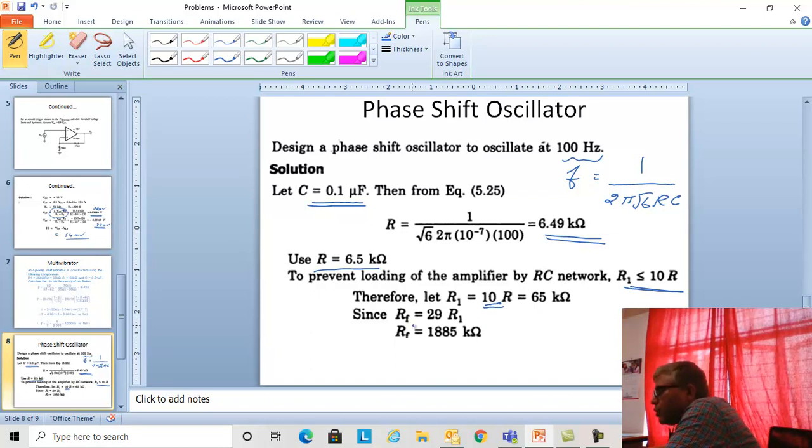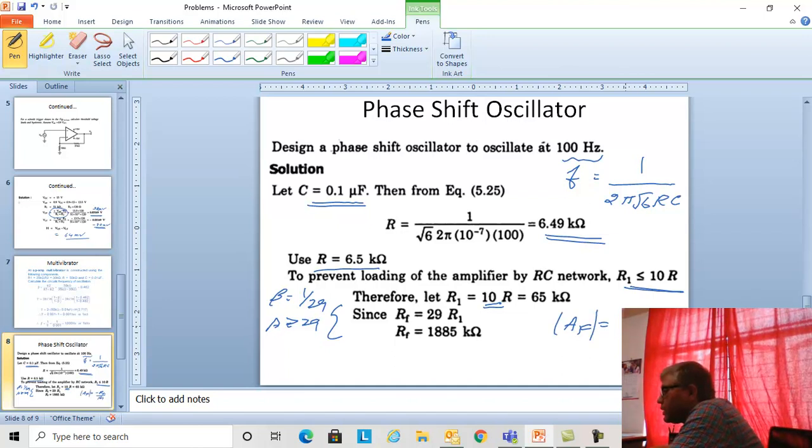Since RF is equal to 29 R1, this is the gain, because beta basically we know is 1 by 29. So your A should be greater than or equal to 29. This is an inverting amplifier we use, so that you should also remember. Since it's an inverting amplifier, AF is equal to minus RF by R1. You can just take the magnitude alone.